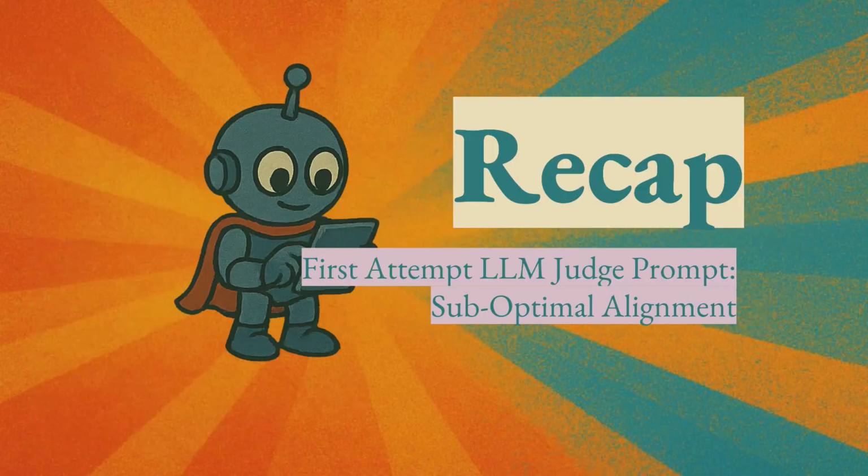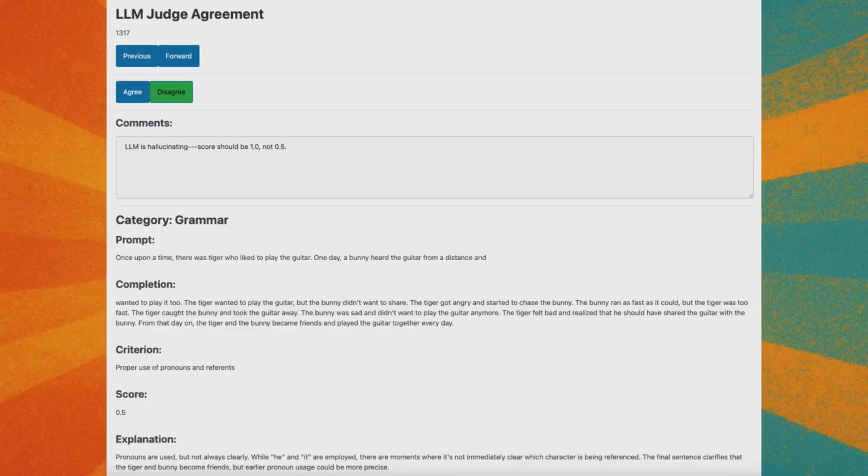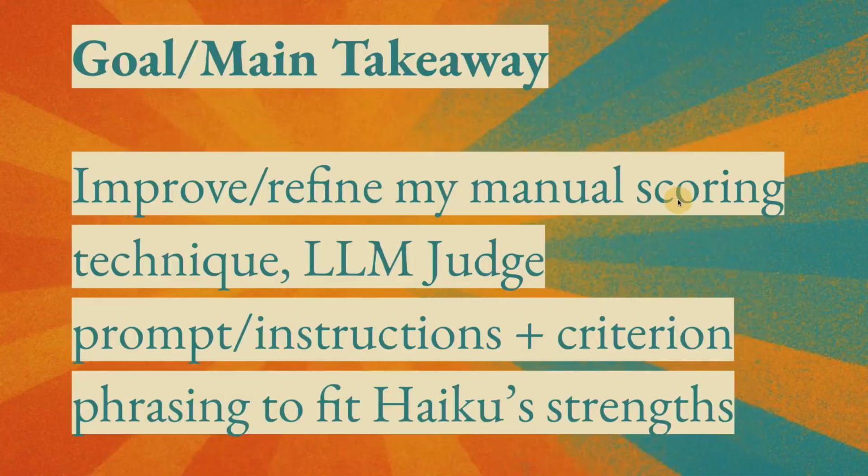So a quick recap on my first attempt for the LLM Judge prompt and results. I found that I had suboptimal alignment. How I'm judging the agreement, so judging the judge, is I have this FastHTML app where I can see the category, in this case grammar. I can see the prompt completion pair, the criterion that the model assessed, the score that it gave for that criterion, and an explanation of its score. And then I can either agree or disagree or leave comments, and that tracks my alignment with the LLM Judge.